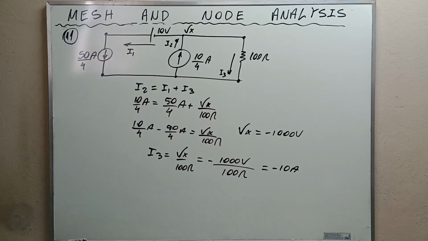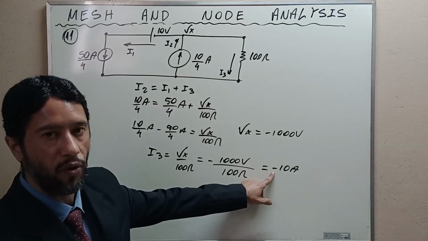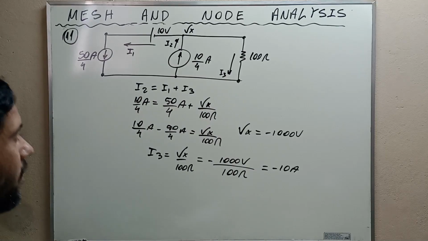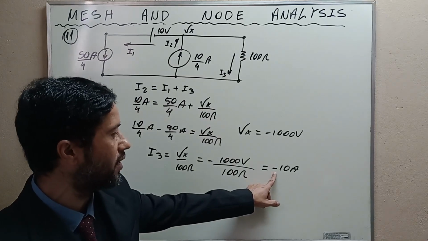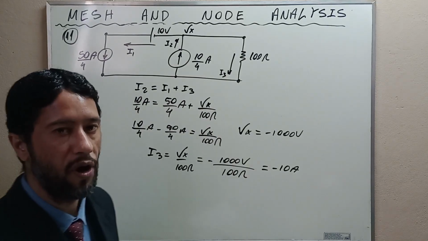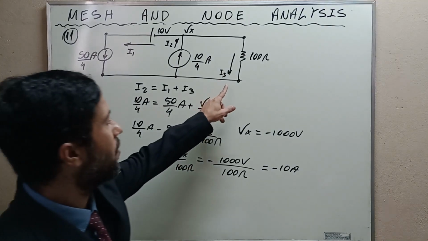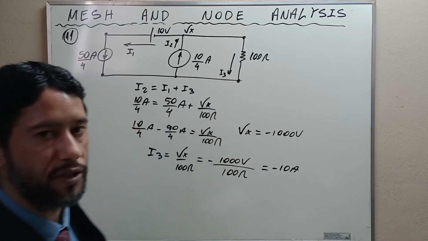And what does it mean? There is a negative sign there. What does it mean? It means that actually the current is flowing in the opposite direction. Okay, it is not wrong. If you are calculating in your house or in your office and you find a negative sign here, it is not wrong. Okay, it means simply that the current is flowing in the opposite direction.